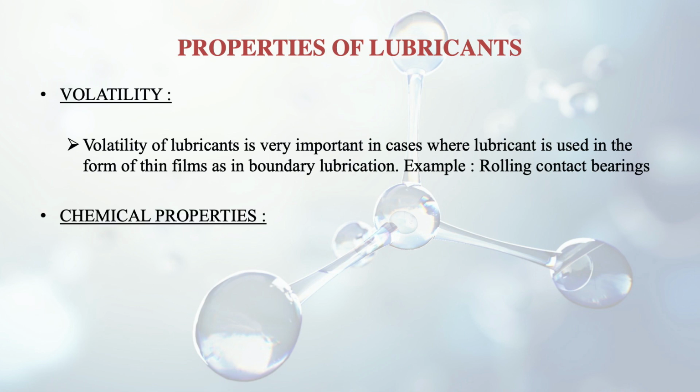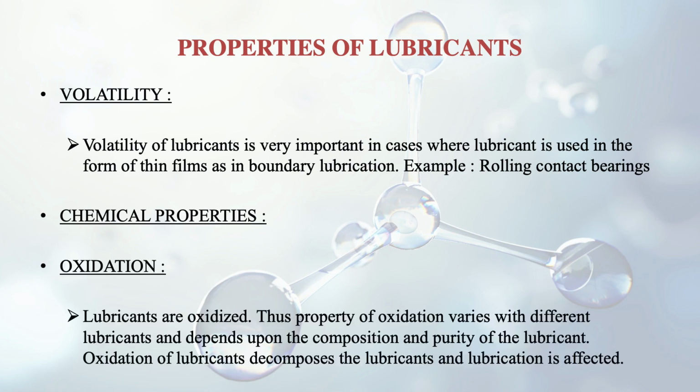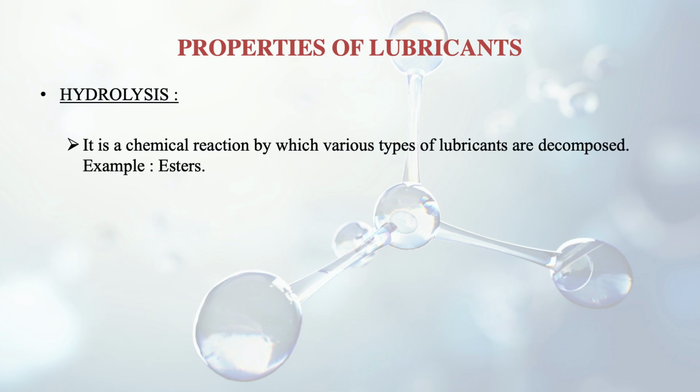Then there are chemical properties also of lubricants, like oxidation. Lubricants are oxidized, and the property of oxidation varies with different lubricants, and it depends upon the composition and purity of the lubricant. Actually, oxidation of lubricants decomposes the lubricants and lubrication is affected. So this one is very important. Then there is hydrolysis, a chemical reaction by which various types of lubricants are decomposed. The examples are the esters. So hydrolysis is a kind of chemical reaction.